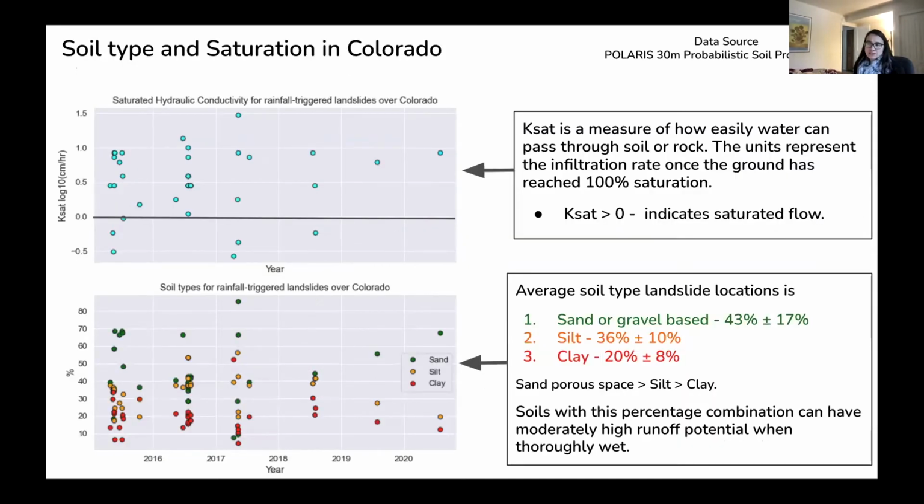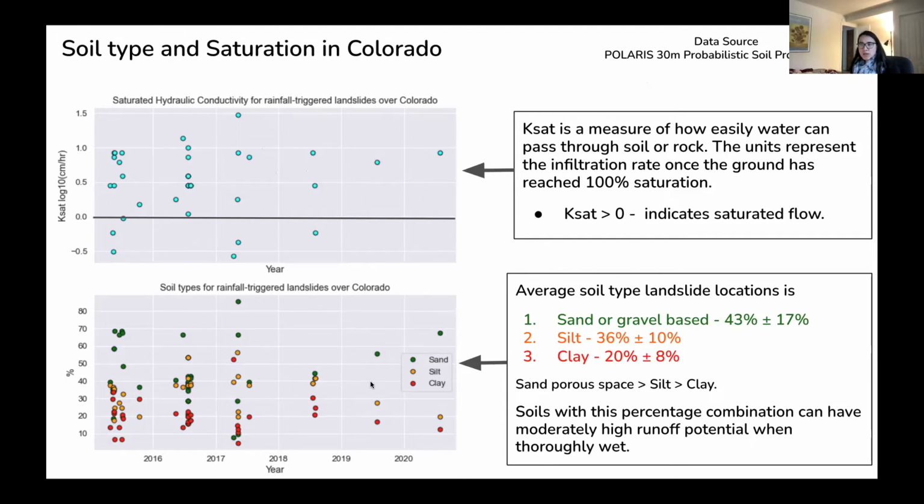So it makes sense to look at what the soil types are. And Elsa suggested I would find these in the Polaris 30-meter probabilistic soil properties TIFF images. The top plot shows the KSAT values for all rainfall triggered landslides in Colorado. And KSAT is a measure of how well or how easily water can pass through soil or rock. From what I've read, a KSAT greater than 0 indicates saturated flow. And you can see from this plot, most landslides occurred in saturated soil conditions.